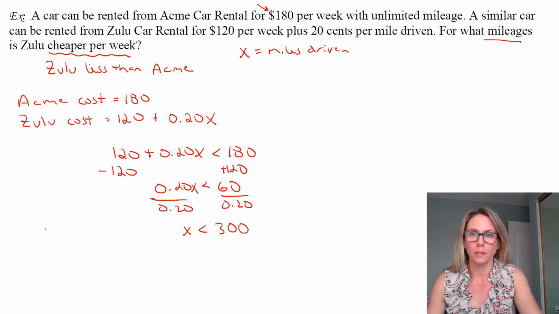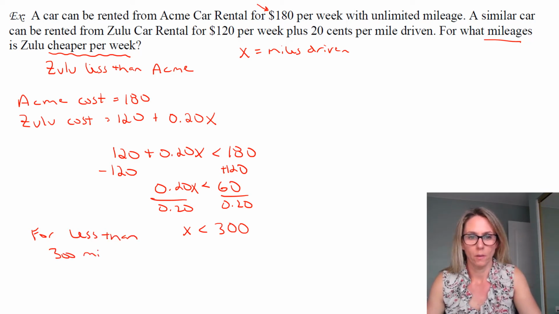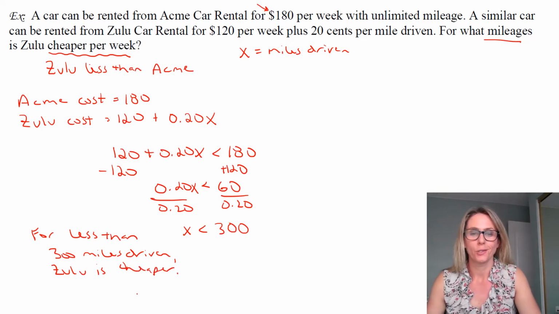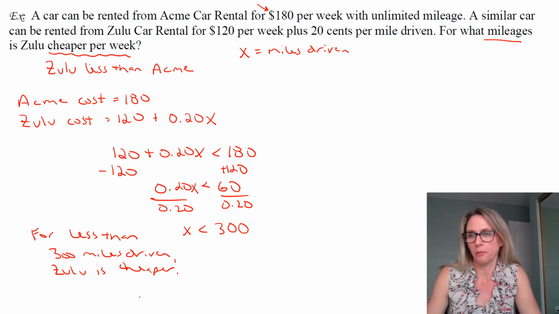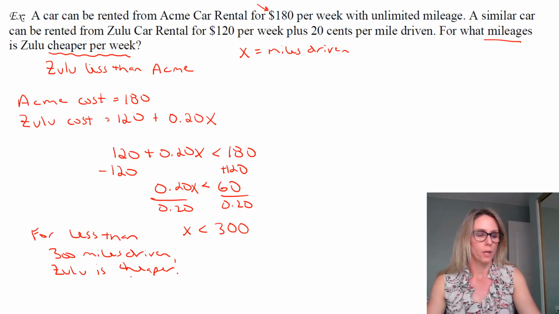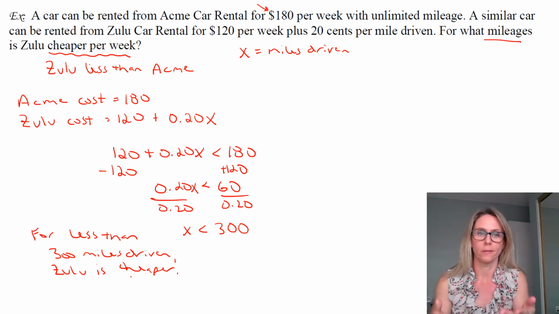So this tells us that for what mileages is Zulu cheaper per week? For less than 300 miles driven, Zulu is cheaper. So not uncommon to need to write a sentence for an application problem to answer it. We don't want to just say x is less than 300. That doesn't mean anything to anybody because it's asking about the mileages. We want to say something about what the mileages are. So we get this as our answer for this application problem.